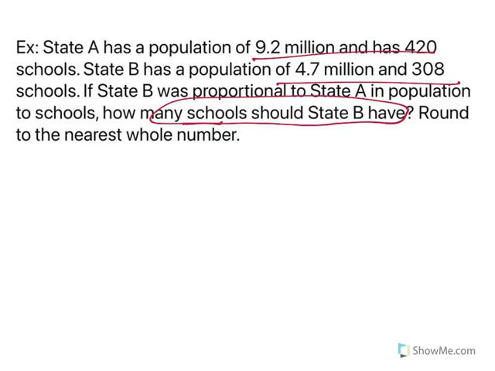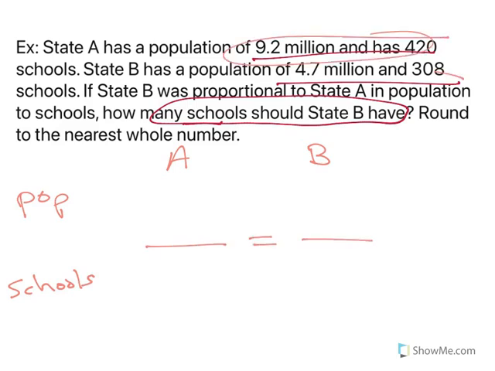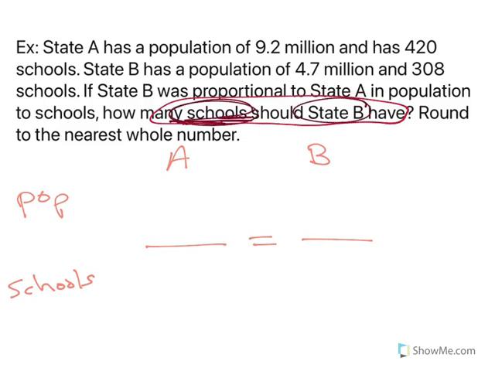Okay, so let's think this through in our proportion. I have State A, I have State B. We're talking about population compared to schools. Sometimes, if we're given all information, like I could fill in all four pieces, but that's not what we're trying to do, then it makes more sense to stop and say, what's the question? How many schools does State B have? If it's proportional, right? So schools, State B, that's the unknown.